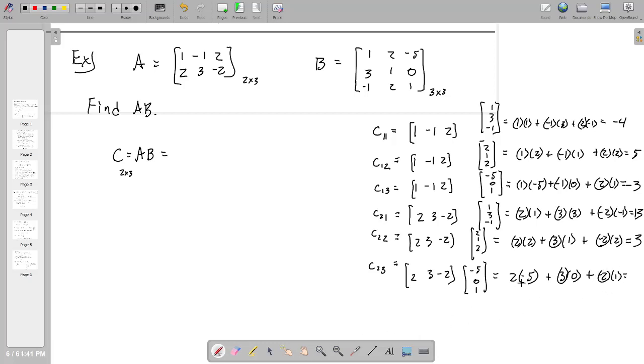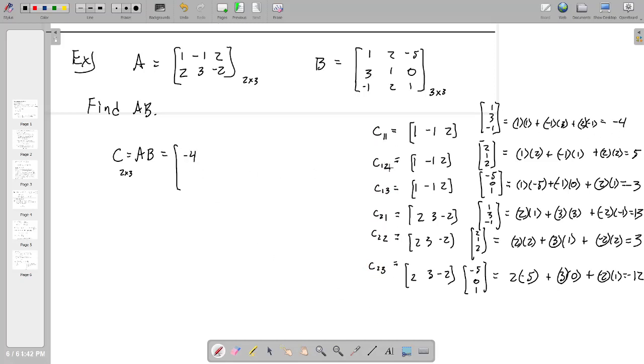We have negative 10 minus 2 is negative 12 plus 0. So we have negative 12. So our C matrix, we know what every single entry is. C11, C12, C13, C21, C22, C23. C11, that's first row, first column, gives me a negative 4.